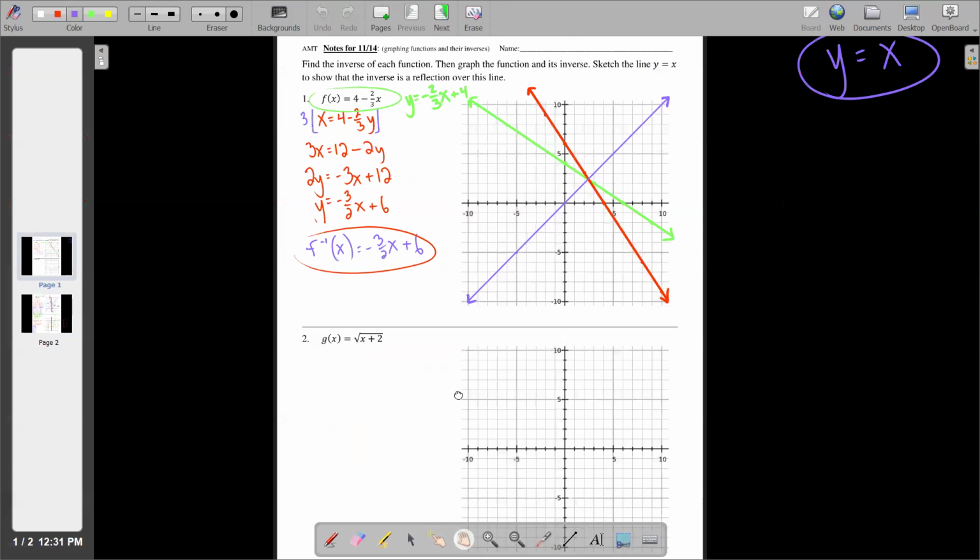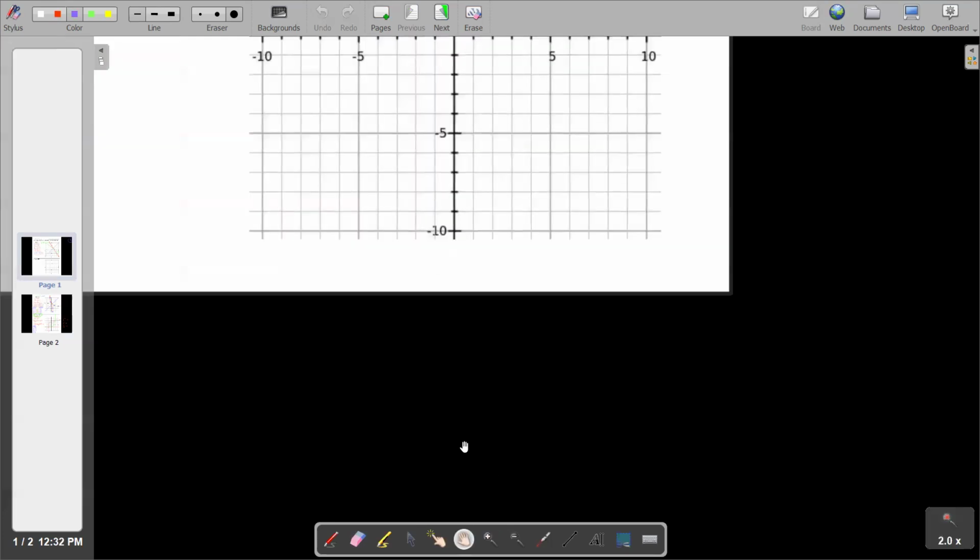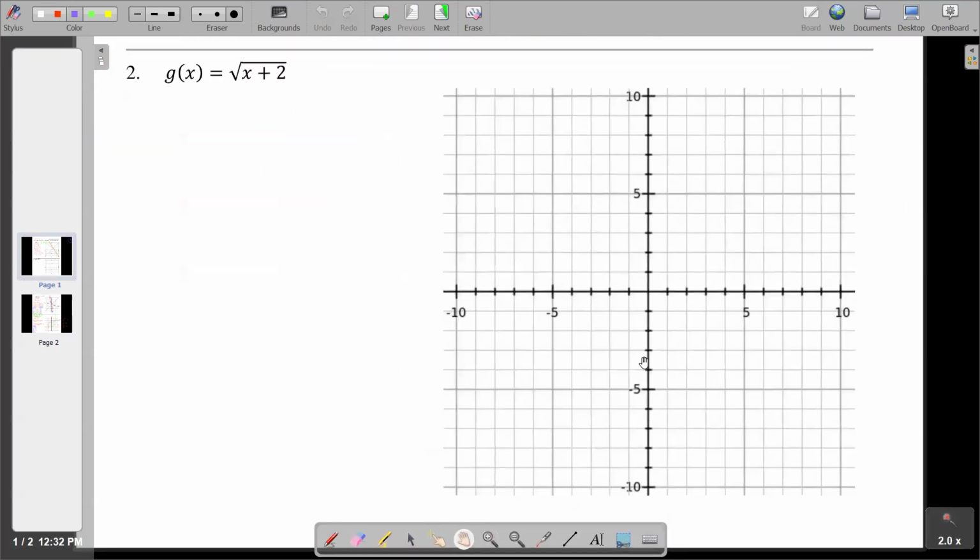So problem 2 was the one that I skipped on Thursday, and the reason I skipped it is because of the domain restriction that we have to do. So let's begin with this. Let's find the inverse.